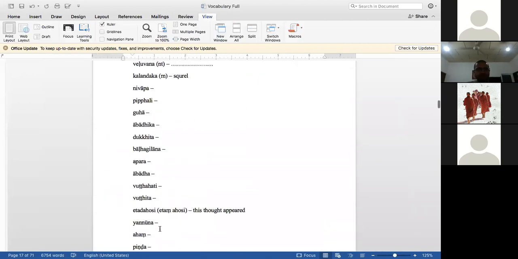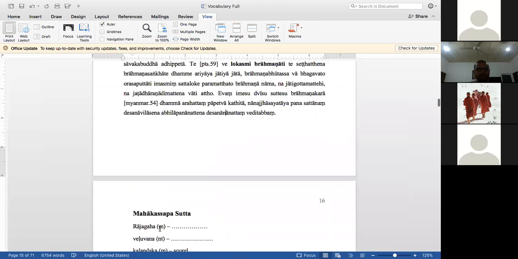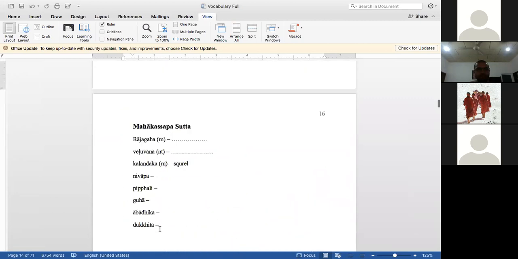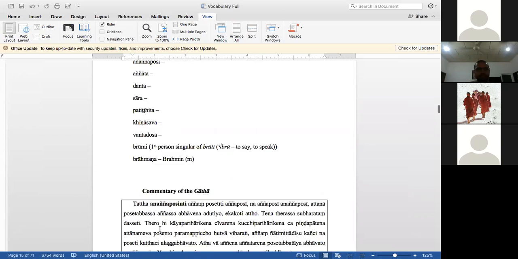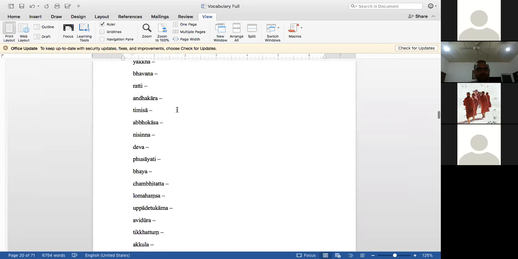So if you go to the vocabulary of this sutta, Brahmana Sutta. Okay, I have. Just give me one moment. Brahmana Sutta.